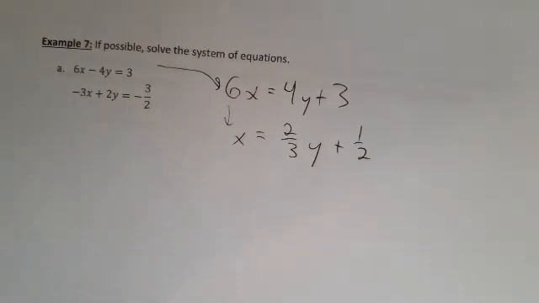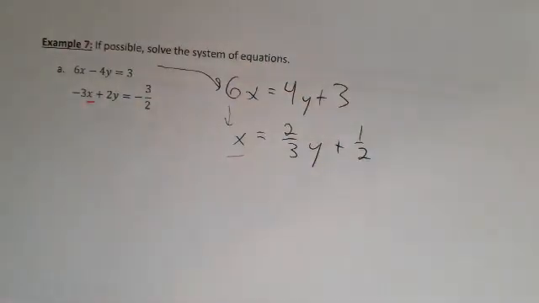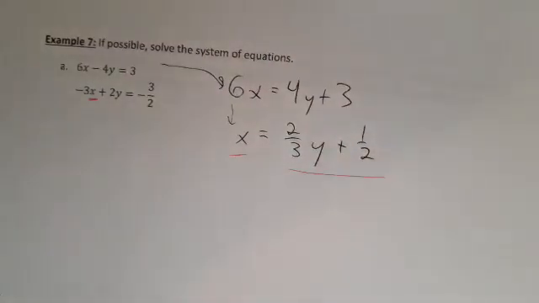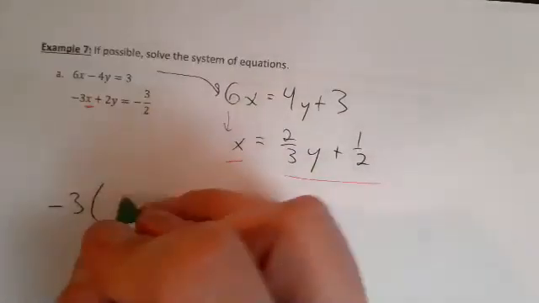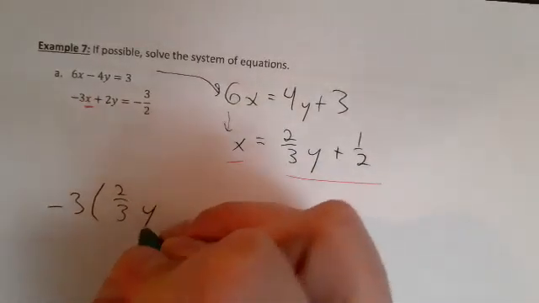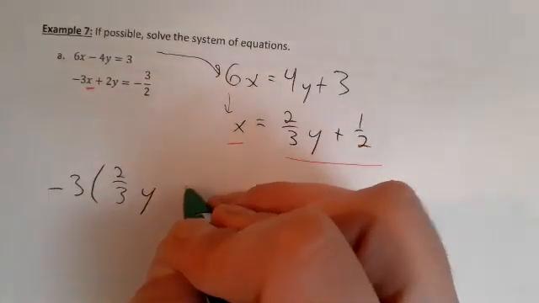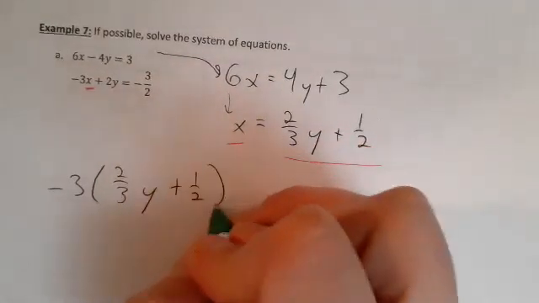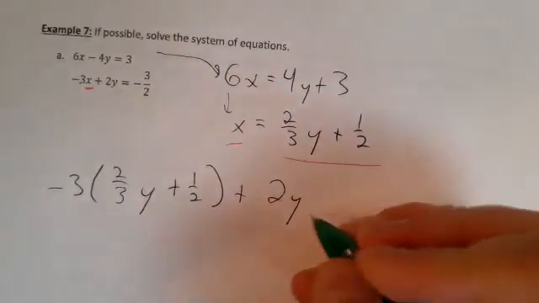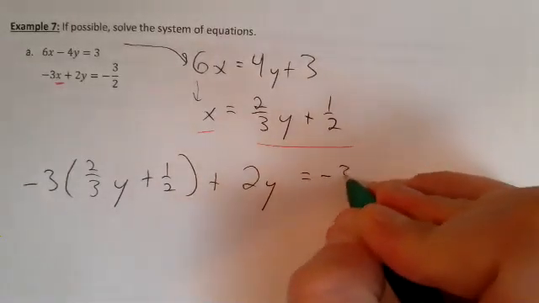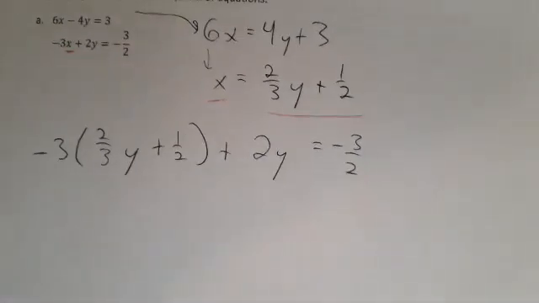So that's coming from the first equation. And so this is an x. I want to plug in everywhere that there's an x. I want to plug in this equation. So minus 3 times x looks like minus 3 times, now I'm throwing all this stuff in, 2/3 y plus a half. And I still need the plus 2y. And this is equal to minus 3/2.